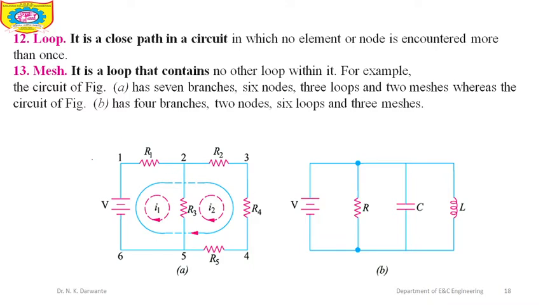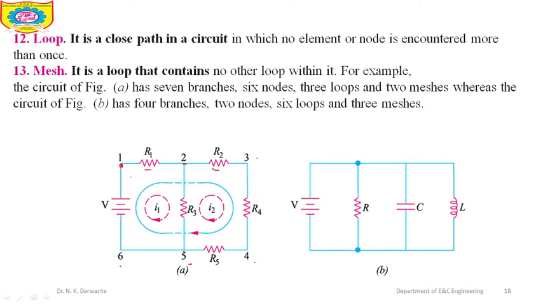For example, here, if this is the node, node numbers are given: node number 1, 2, 3, then here is node number 4, 5. Then loop means in a loop these nodes should not be encountered twice. They should come in that particular loop only one time. And components also, for example R1, R2, should not come again and again; that is called a loop. Then how many loops are there?